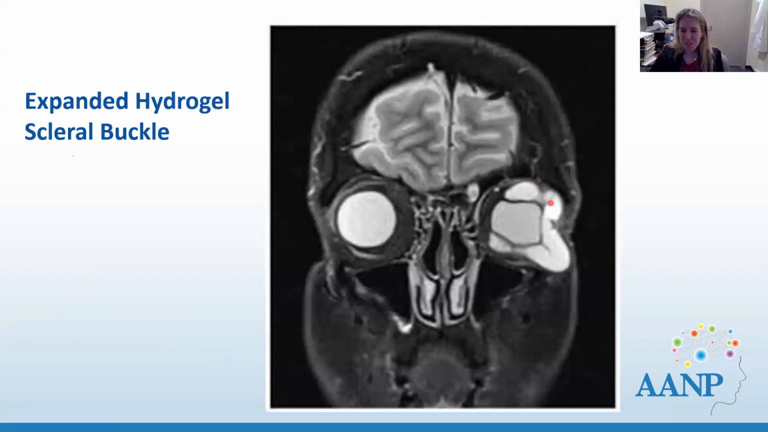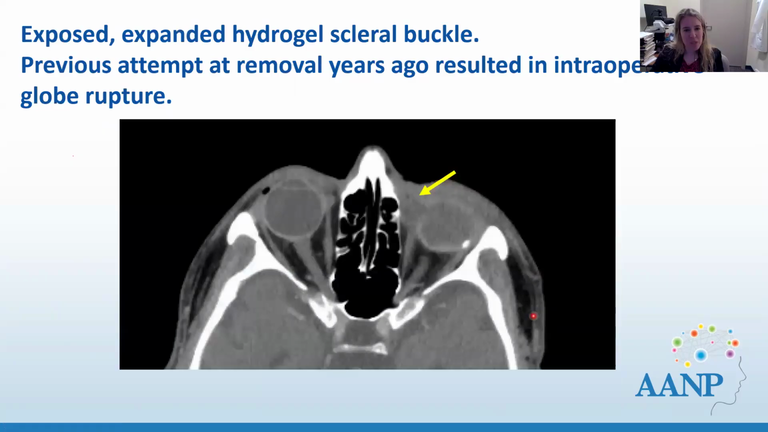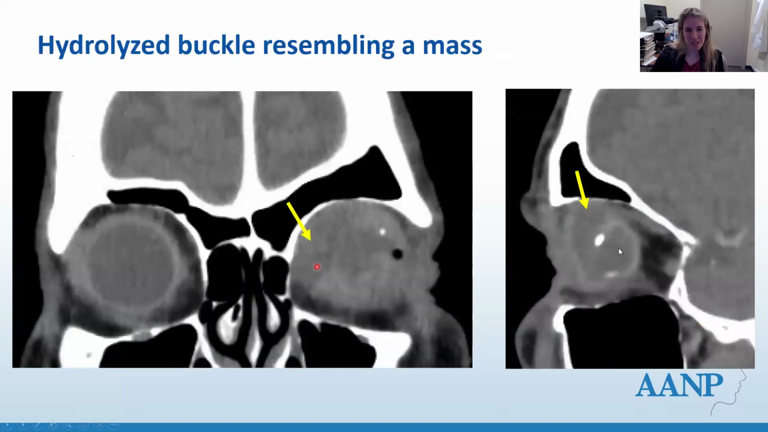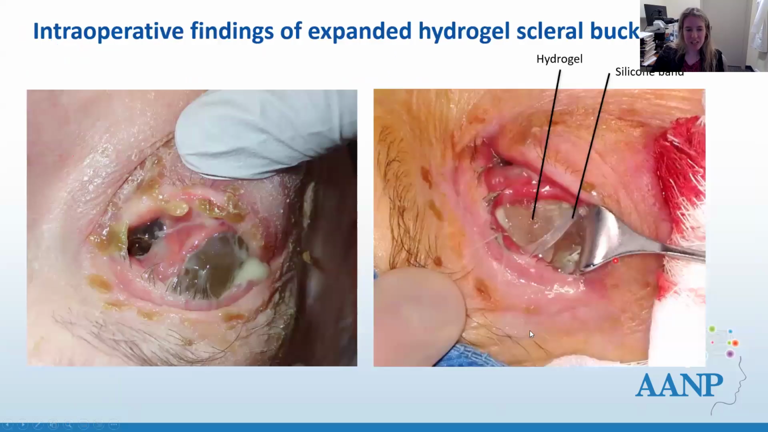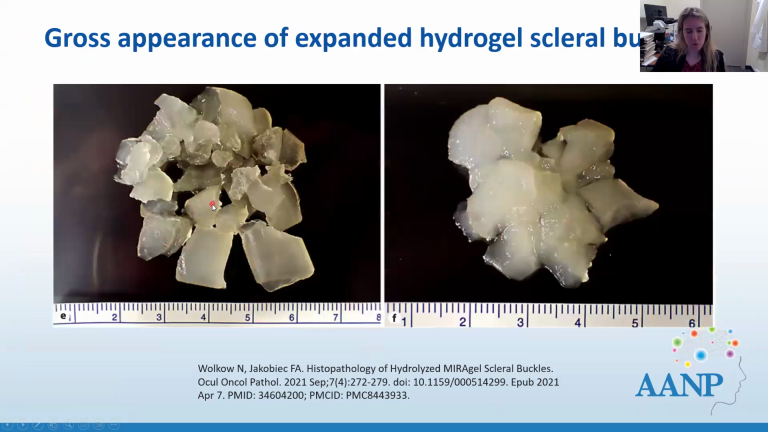We'll wrap things up. So this scleral buckle is squashing the eye. Sometimes it can look like a mass, or it can be hard to remove because it can even cause rupture of the eyeball as you try to remove it. Here it looked like a mass. And intraoperatively, when we try to remove it, here you can see, and this is the same patient in both photos, this expanded jelly-like material, and behind some of the jelly-like material, there was both the hydrogel and a silicone buckle. When you remove it, grossly, this is what it looks like.